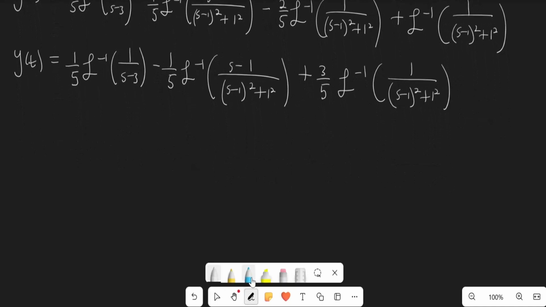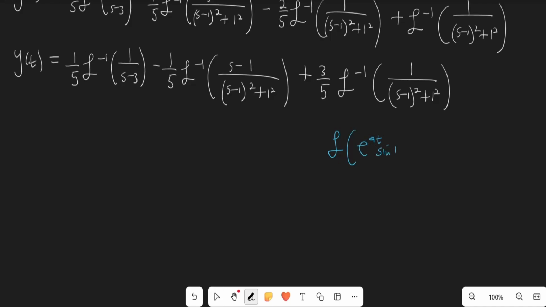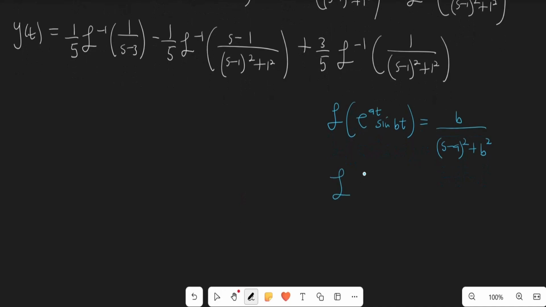Now I'm going to do something here. Now we know the Laplace transform of e to the at multiplied by sine of bt is going to be b divided by (s minus a) all squared plus b squared, right? And the Laplace transform of e to the at multiplied by cosine of bt is going to be (s minus a) divided by (s minus a) all squared plus b squared.